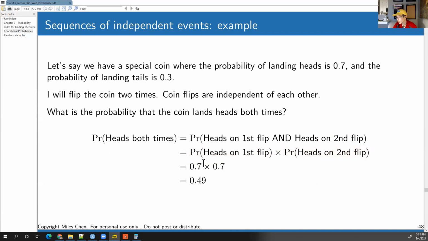Okay. So what's the probability I get heads on the first flip? 0.7. What's the probability I get heads on the second flip? 0.7. I multiply these two things together and I get 0.49. Okay, so if I have a special coin and I flip it 2 times, what's the probability I get heads both times? 0.49. Okay, 0.7 times 0.7. Okay, I think that's straightforward, right?